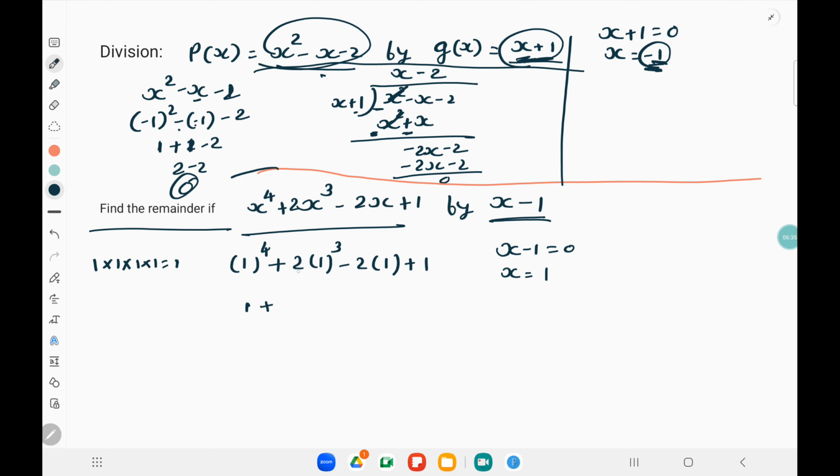Okay, so again here, 2 times 1, because 1 cubed becomes 1, so that becomes 2 times 1, which is 2. Same thing here, 2 times 1 is 2, but it is a minus, and plus 1. So the answer is 2. So the remainder is 2 for this division. Our remainder R(x) equals 2. So this is the answer, because 1 plus 1 is 2.